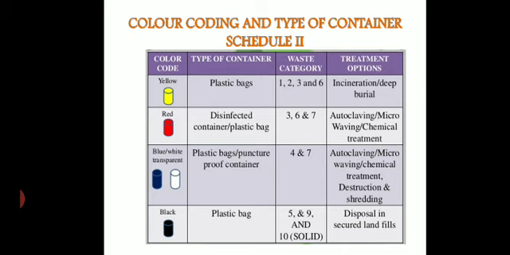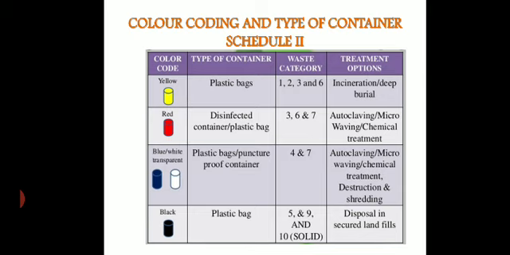So yellow, red, blue or white, or transparent, and the black. These are the 4 color codings which are provided. So what type of container is it? If it is a yellow color, you can dump all the plastic bags in it. And what category of waste does it include? That is category 1, 2, 3 and 6.